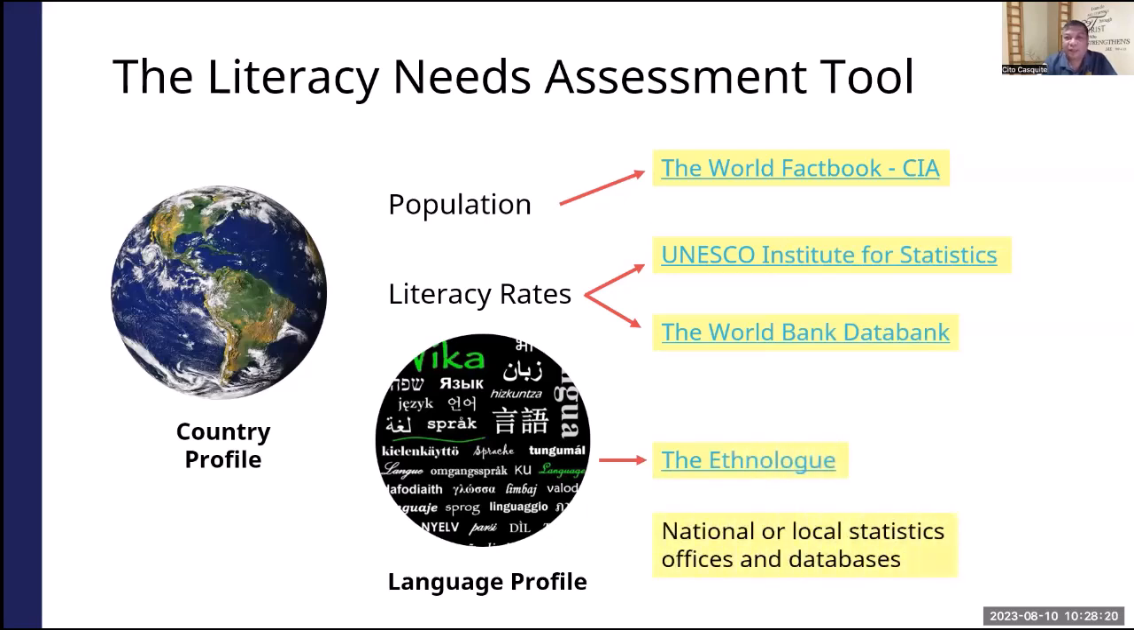Actually, the World Bank data bank gathers information from UNESCO Institute for Statistics. And sometimes if people find it difficult to use the UIS, they can just go to the World Bank data bank and get the literacy rates. And of course, the Ethnologue. But if information is not available in these databases, they can look at the national or local statistics offices and databases as well.